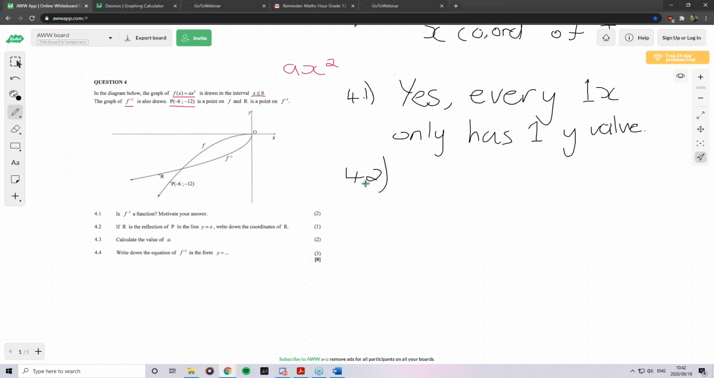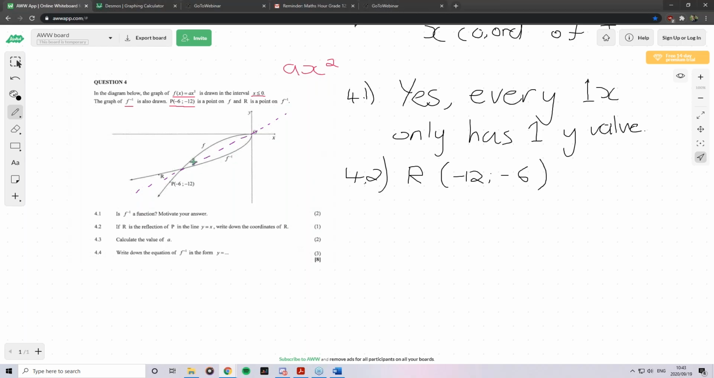Now for 4.2, we say if R is the reflection of P in the line y equals x, to make it easier for us, draw a line y equals x. And it's going to look something like that. If R is the reflection of P in the line y equals x, write down the coordinates of R. So they're saying these points actually have something to do with each other. There's a reason why they give us this. And remember earlier, I said the x's become the y's and the y's become the x's. So if the point on the graph is x is minus 6 and y is minus 12, that works the same way here. R will then be not (-6; -12), but just (-12; -6).